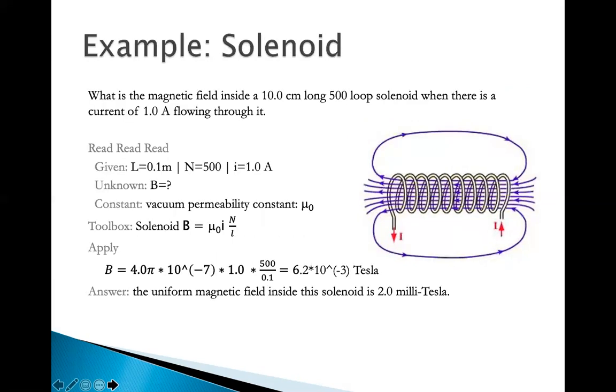So here, what's the magnetic field as an example? If we know the length, we know it's 500 loops, and if we know it's 1 ampere flowing through it, what can we do to decide the magnetic field? So if we go to find out what's given, what's unknown, and also we have our constant. You may not necessarily remember the value of this vacuum permeability constant. However, we do need to know it is a universal constant. All right, so if we know the solenoid's magnetic field formula, and then we plug in the numbers, we have 6.2 times 10 to the negative 3rd Tesla.